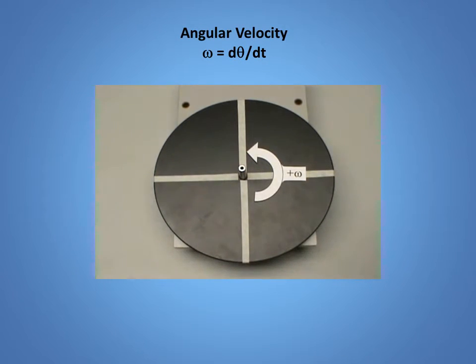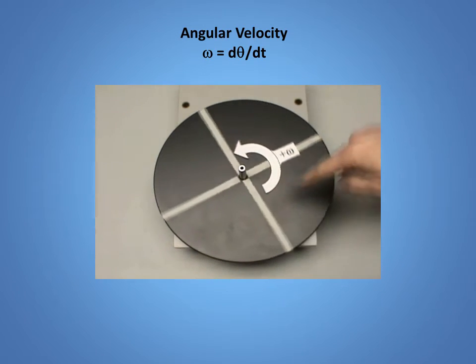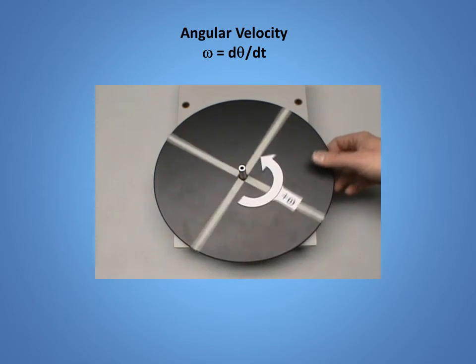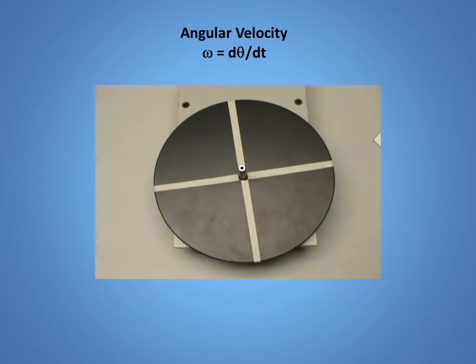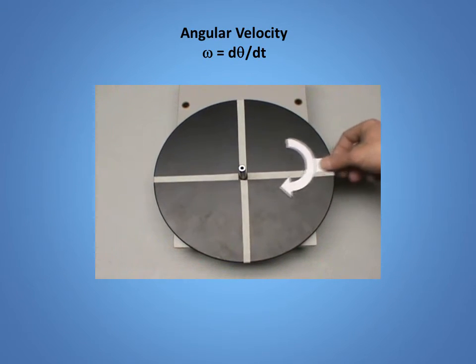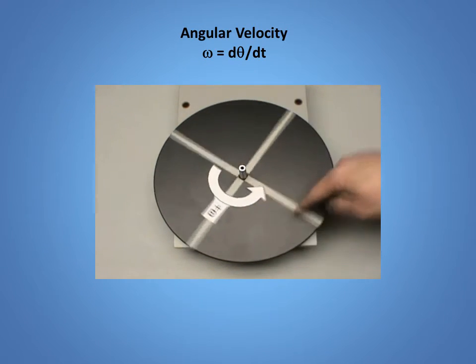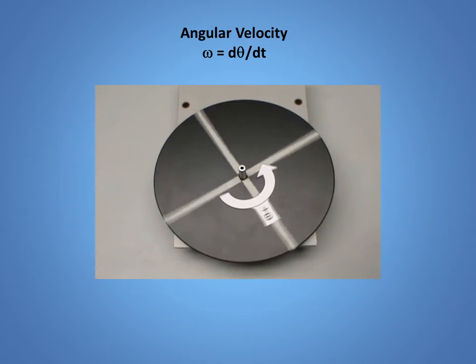Average angular velocity is the rate of change of angular displacement, or delta theta divided by delta t. The instantaneous angular velocity can be determined by the time derivative of theta, or d theta divided by dt. Again, we describe a positive angular velocity as a counterclockwise rotation, and we describe a negative angular velocity as a clockwise rotation.